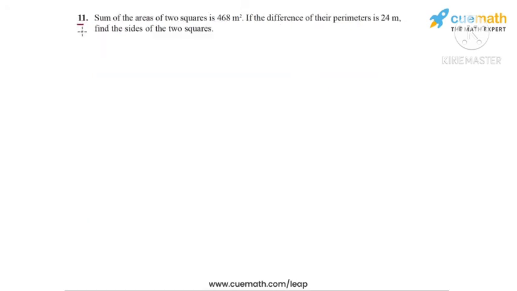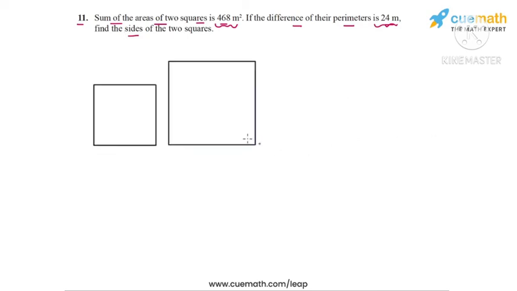Question 11 of this exercise, the problem statement says, sum of the areas of two squares is 468 meters square. If the difference of their perimeters is 24 meters, find the sides of the two squares. So we're given the sum of the areas and we're given the difference of the perimeters, and from these two data points we have to find the sides of the two squares.